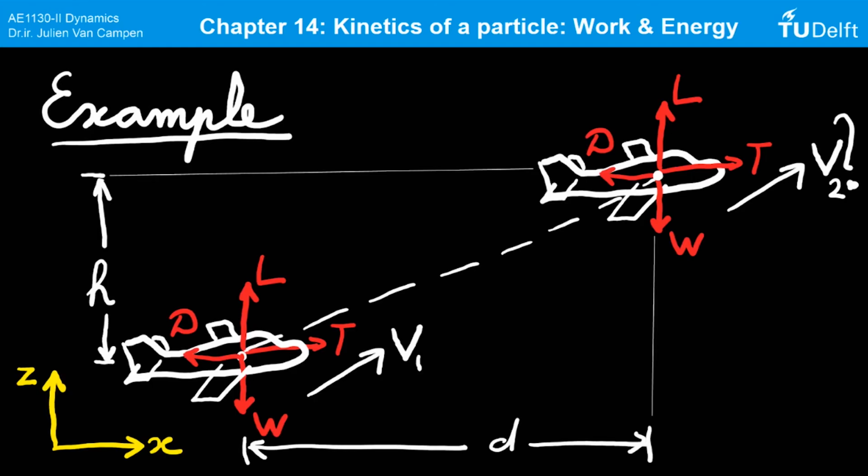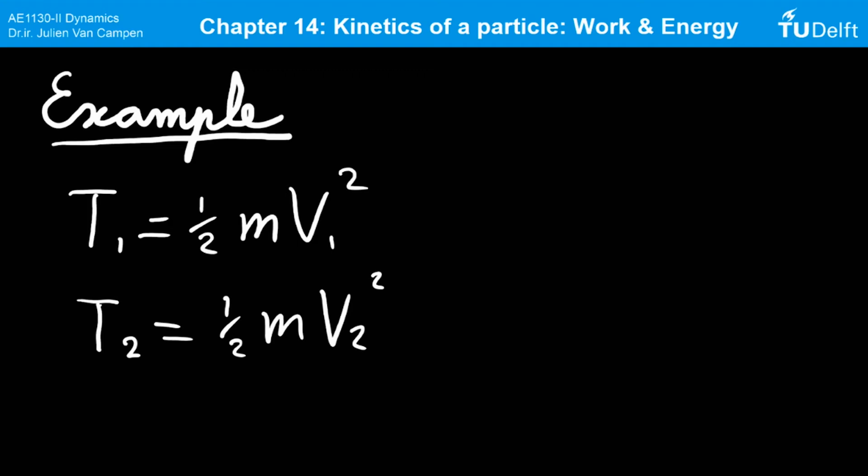Going back to the example of our climbing aircraft, we now have all the elements we need to solve for the velocity in location 2. The kinetic energy of the aircraft in location 1 equals a half m v1 squared, and the kinetic energy of the aircraft in location 2 equals a half m v2 squared. The principle of work and energy states that the kinetic energy in location 1 plus the work done going from location 1 to location 2 equals the kinetic energy in location 2.